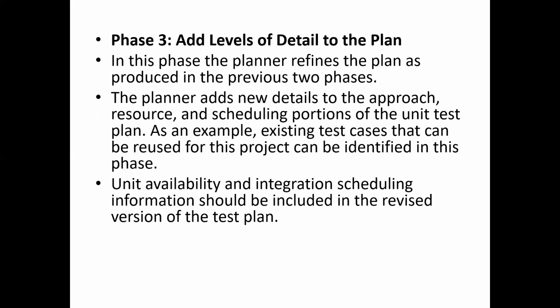The third phase is to add levels of detail to the plan. In this phase, the planner refines the plan as produced in the previous two phases. That means phase one and phase two. The planner adds new details to the approach, resource, and scheduling portions of the unit test plan. As an example, existing test cases that can be reused for this project can be identified in this phase. Unit availability and integration scheduling information should be included in the revised version of the test plan.